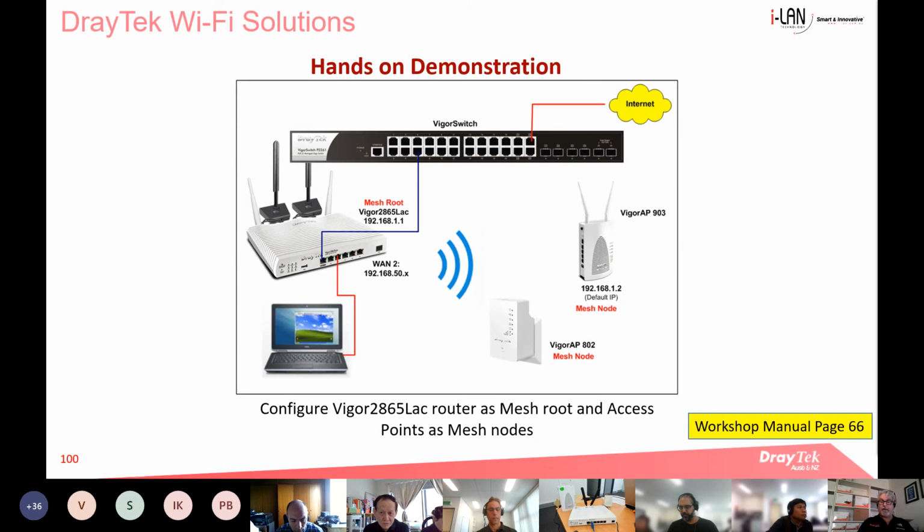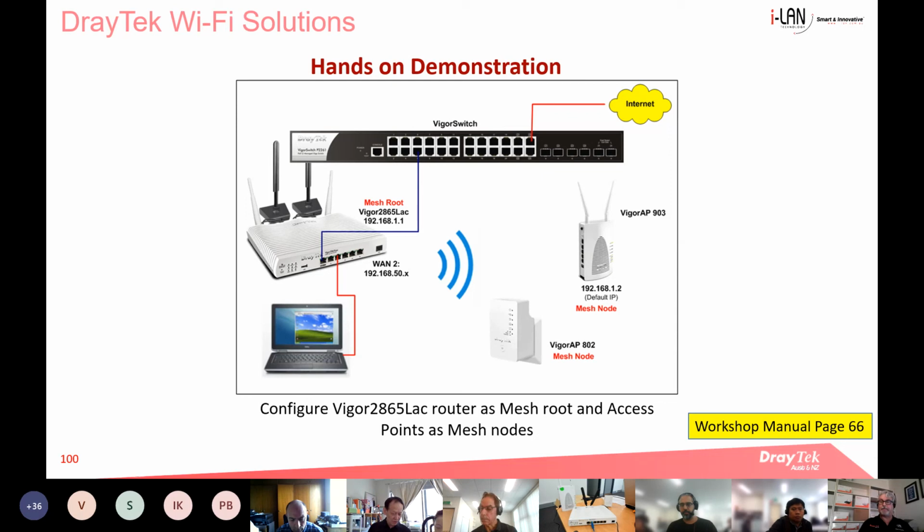I'll now pass you on to Harvey, who will briefly go through the hands-on demonstration on page 66 of the training manual. In this one, we'll be setting up a Wi-Fi mesh network with the Vigor 2865 LAC configured as the mesh root and two other access points set up as mesh nodes. Okay, over to you, Harvey.